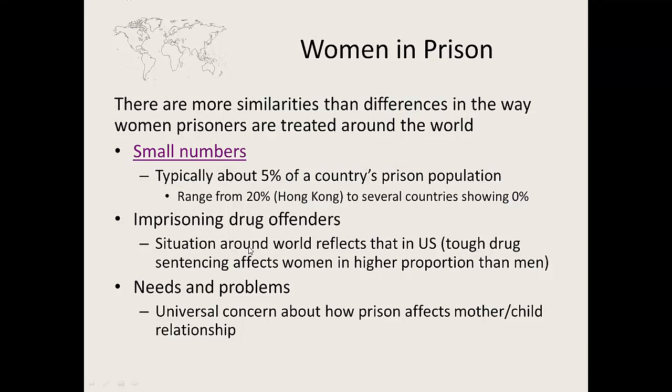So let's go back to this area and continue with our women in prison. Imprisoning drug offenders is another reason why there is similarity amongst the way that women are handled in different countries around the world in the prisons. The United States began a very tough sentencing program for drug offenders, and that ended up affecting the number of women in prison because of the way that women are used as mules, as drug carriers, for example, and ending up having an increased percentage of women in our U.S. prisons.